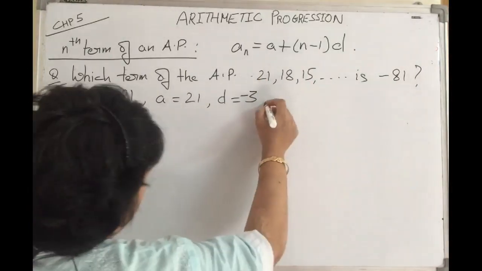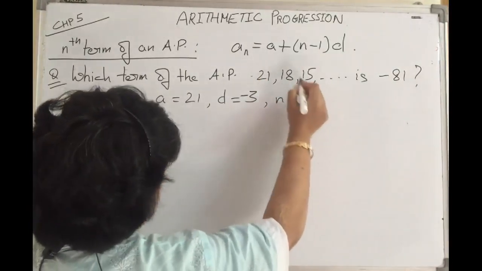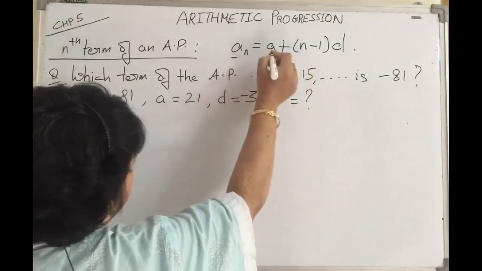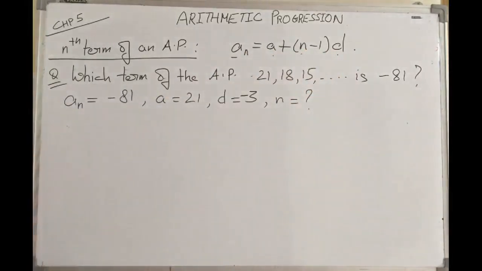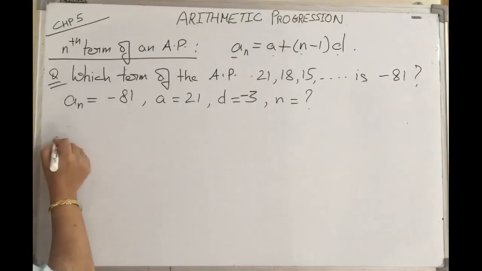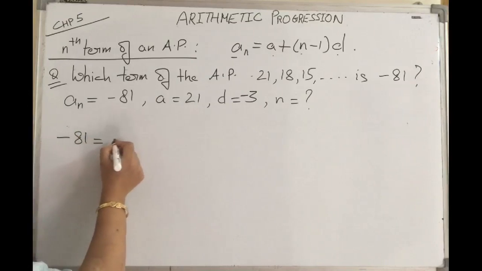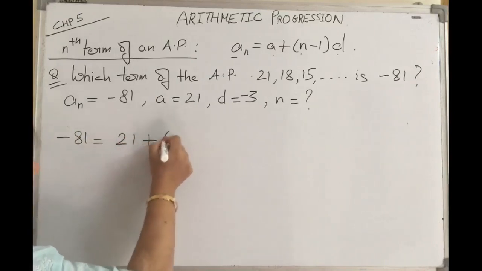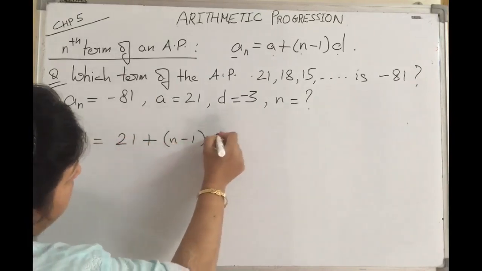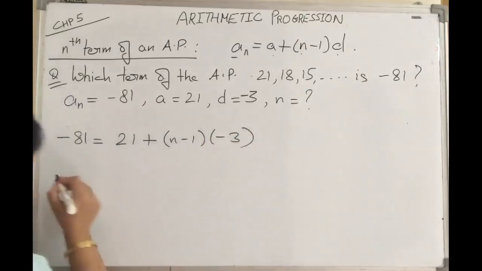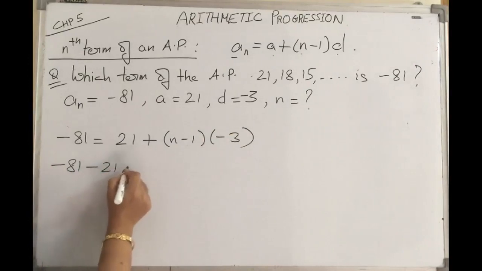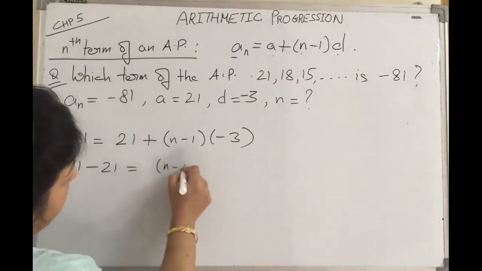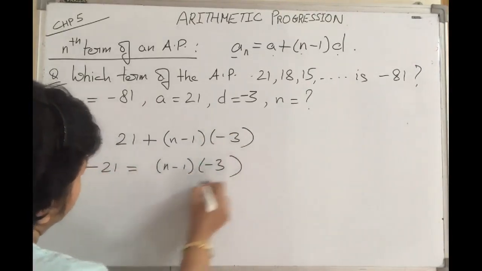Now we have a look at the formula. An is a plus n minus 1 into d. So we have an, a and d. n is the unknown here. So we put the values in the formula. Minus 81 equal to 21 plus n minus 1 into minus 3. Minus 81, bring minus 21 to the left, equal to n minus 1 into minus 3.